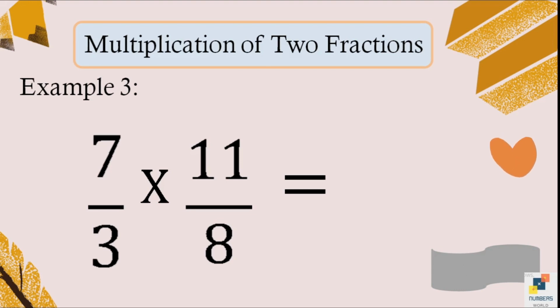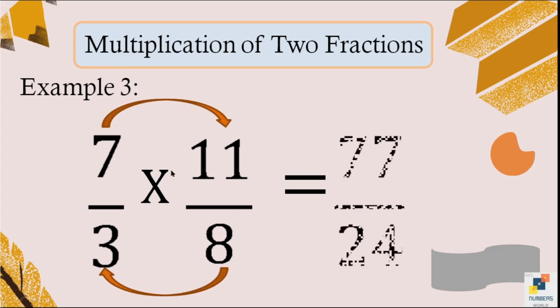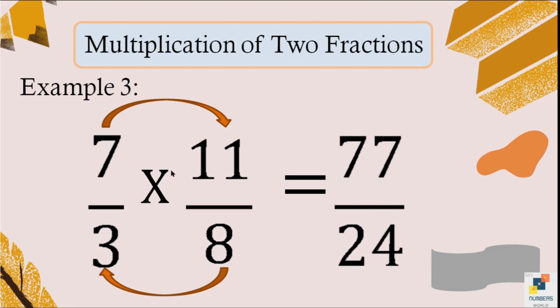So here we have our example number 3, which I want you to solve in 5 seconds and then I will explain it to you. So your time starts now. You may clearly see that 7 and 8 cannot be simplified on any table, and 3 and 11 as well. In that case, we are going to multiply our numerators and denominators. So the answer will be 77 by 24, which cannot be further simplified.